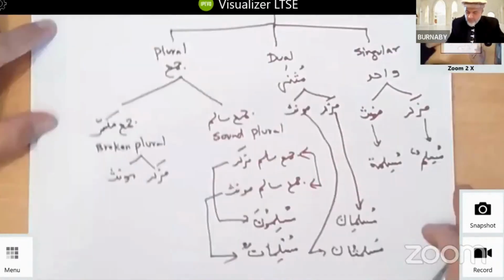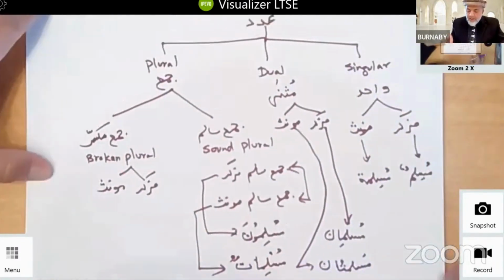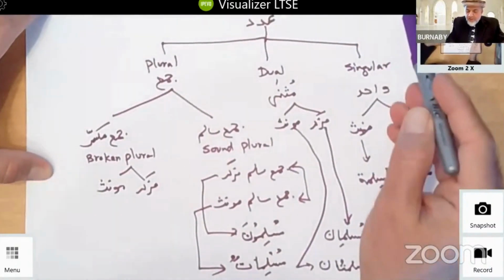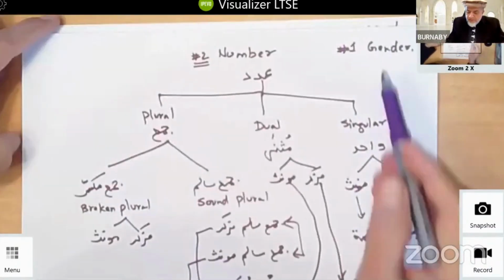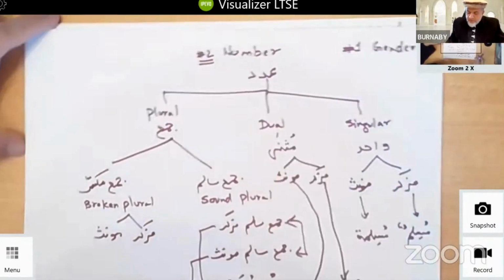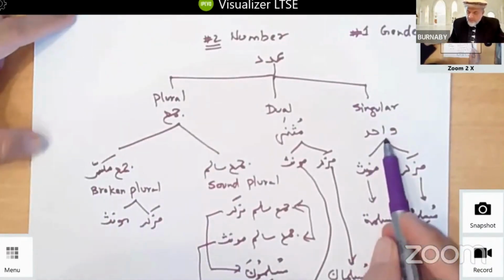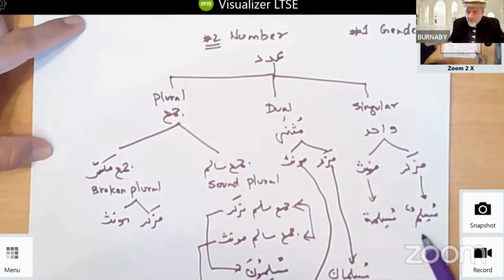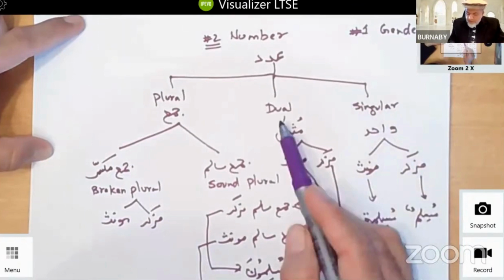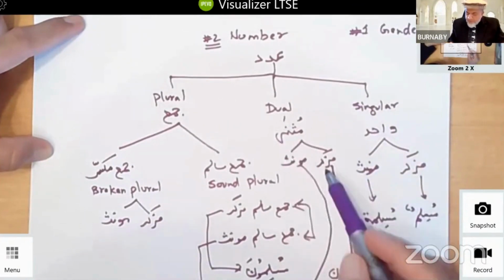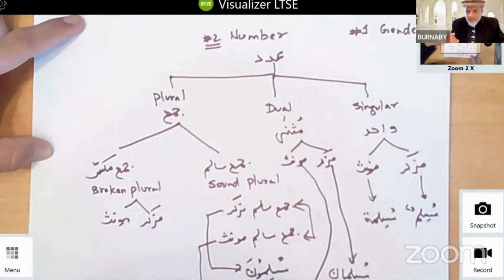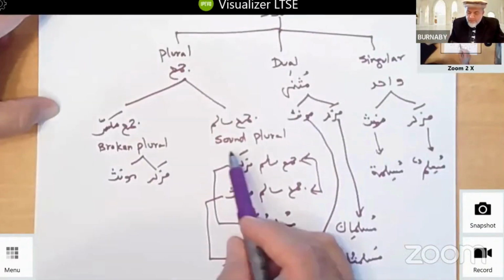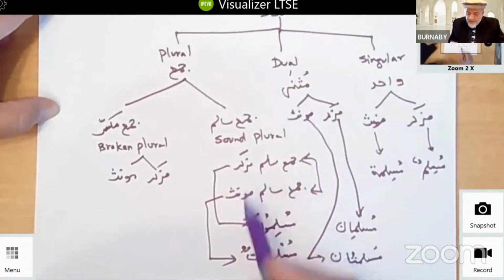Good. Now we are dealing with two things: gender and number together. So we have Wahid Mudakkar and Wahid Muannas. Simple, no problem, no complication. Even in the dual, we have no problem. We have Muslimani, Muslimatani. Agree? But when it comes to sound plural, the Jama Salim Muzakkar is a little different and the Jama Salim Muannas is different. Agree?